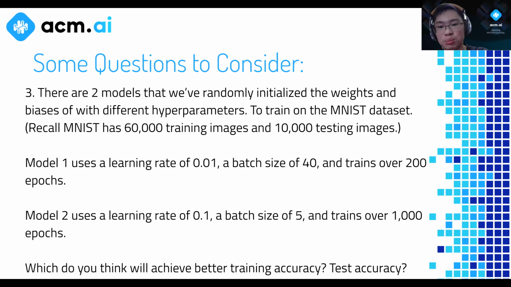Okay, so most of you picked model 1, so that's correct. Model 1 would have a better test accuracy because it only trains over 200 epochs. That's usually around the ballpark of how many epochs you want to train a neural network over. And Model 2 trains over 1,000 epochs, so that's way too much, especially for the MNIST data set. So hopefully that makes sense.